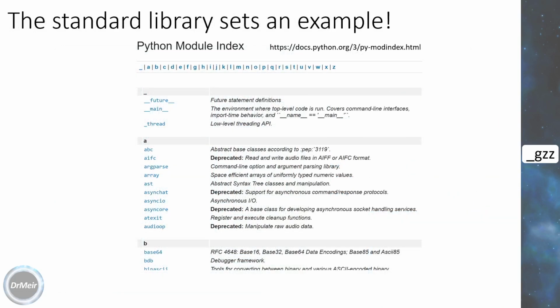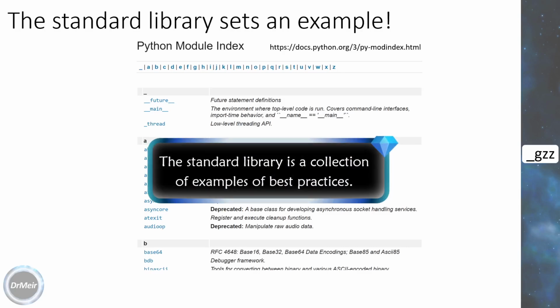The standard library of a language is a good place to look for the best practices for that language. Hence, in organizing functions into modules, the Python standard library sets an example.